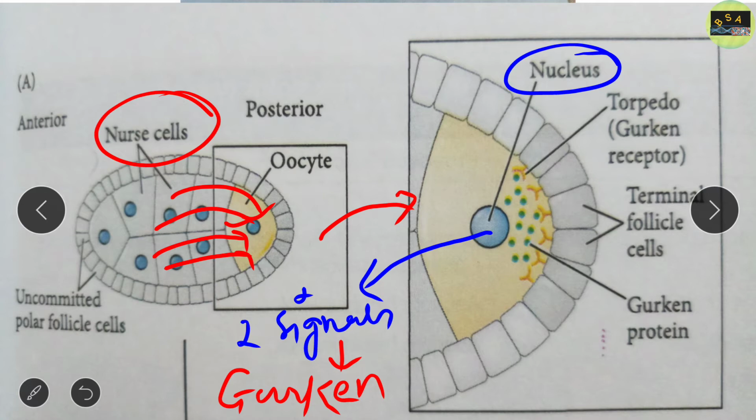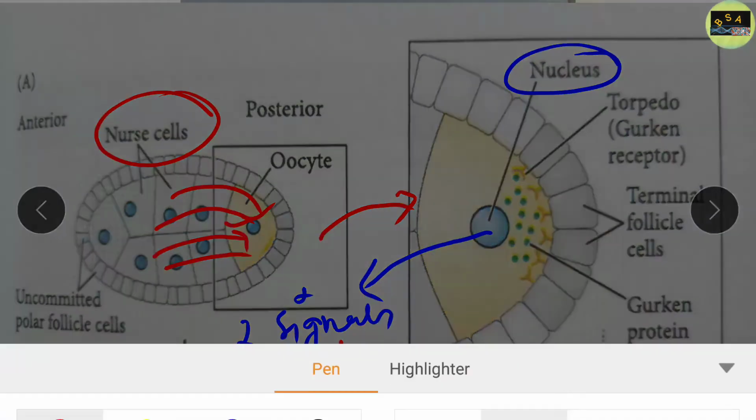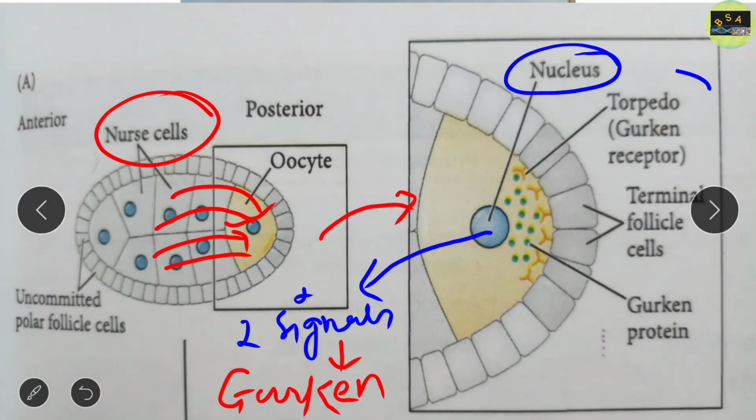Okay, clear now? So basically, when the gherkin is transported into the oocyte, there should be some receptor, so that gherkin is received by the follicle cell. And that receptor is basically what? Torpedo. This is the torpedo. So the receptor for gherkin is torpedo. Clear? So you can see here, these are the torpedo receptors, and these, in red, are the gherkin.